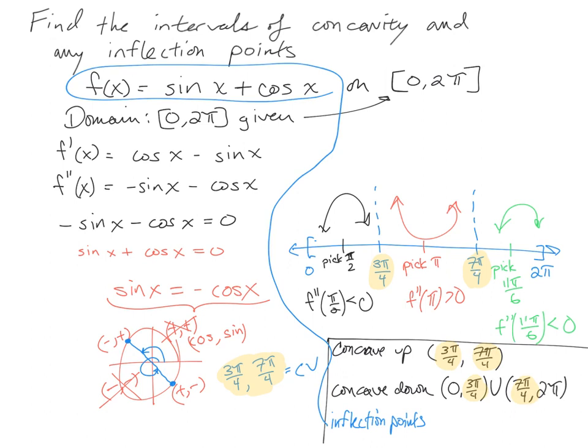So let's really quick take care of that. The inflection points here are 3 pi over 4, comma, and if you substitute 3 pi over 4 in here for x in sine and cosine, that is positive square root of 2 over 2, and this is negative square root of 2 over 2. They're going to cancel each other out, and we get 0. And the same thing happens with 7 pi over 4.